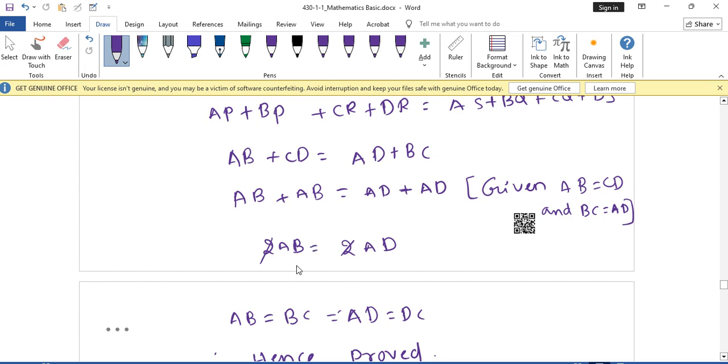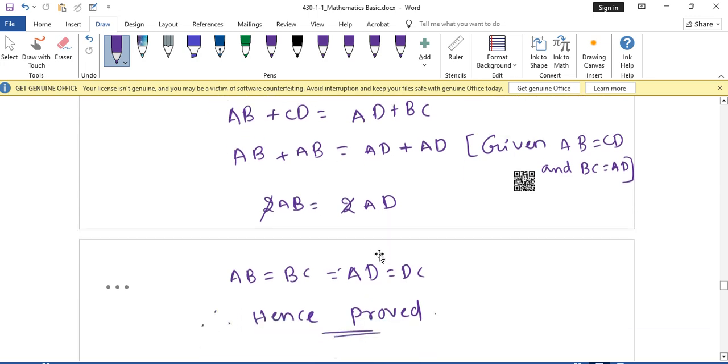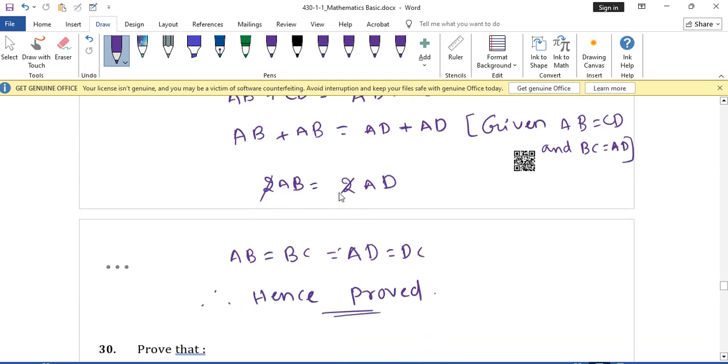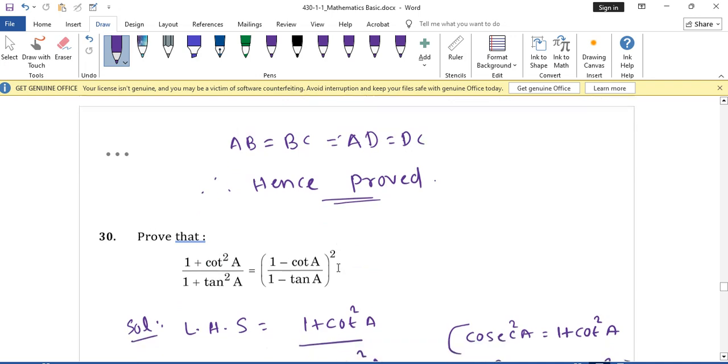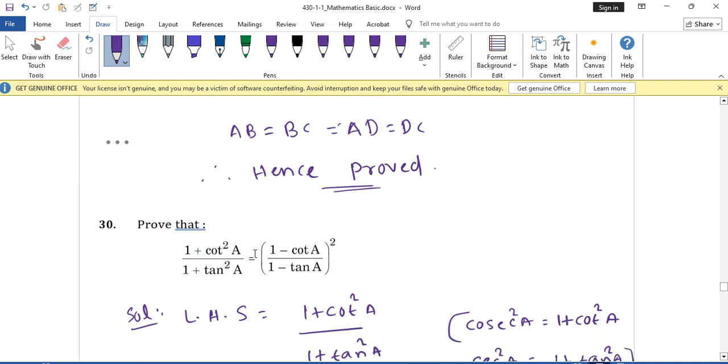So here AB plus AB, 2AB is equal to 2AD. 2 gets cancelled. AB is equal to AD. If AB is equal, we can write BC is equal to AD. AD is equal to DC from given. So all sides are equal. We can prove that it is a square. So hence proved.